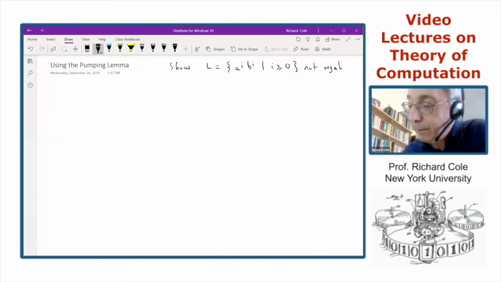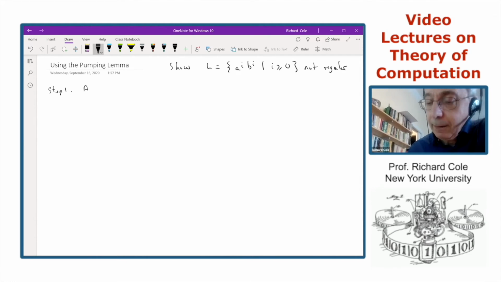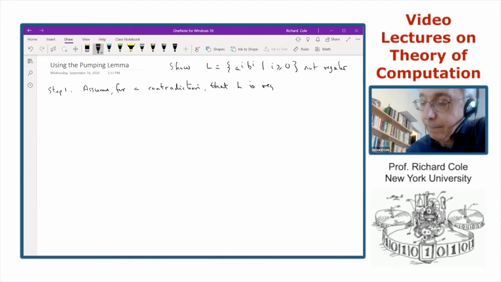How do I do it? So our first step is to assume, for a contradiction, that L is regular. Then we can apply the pumping lemma to L.